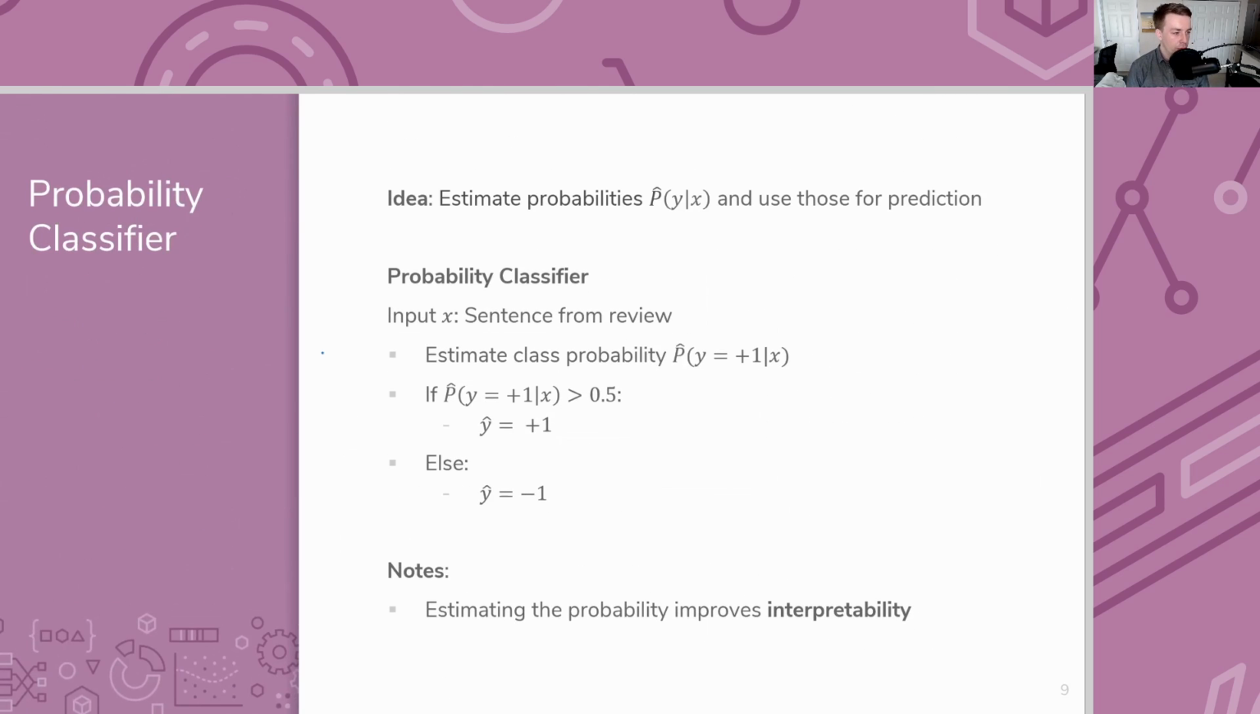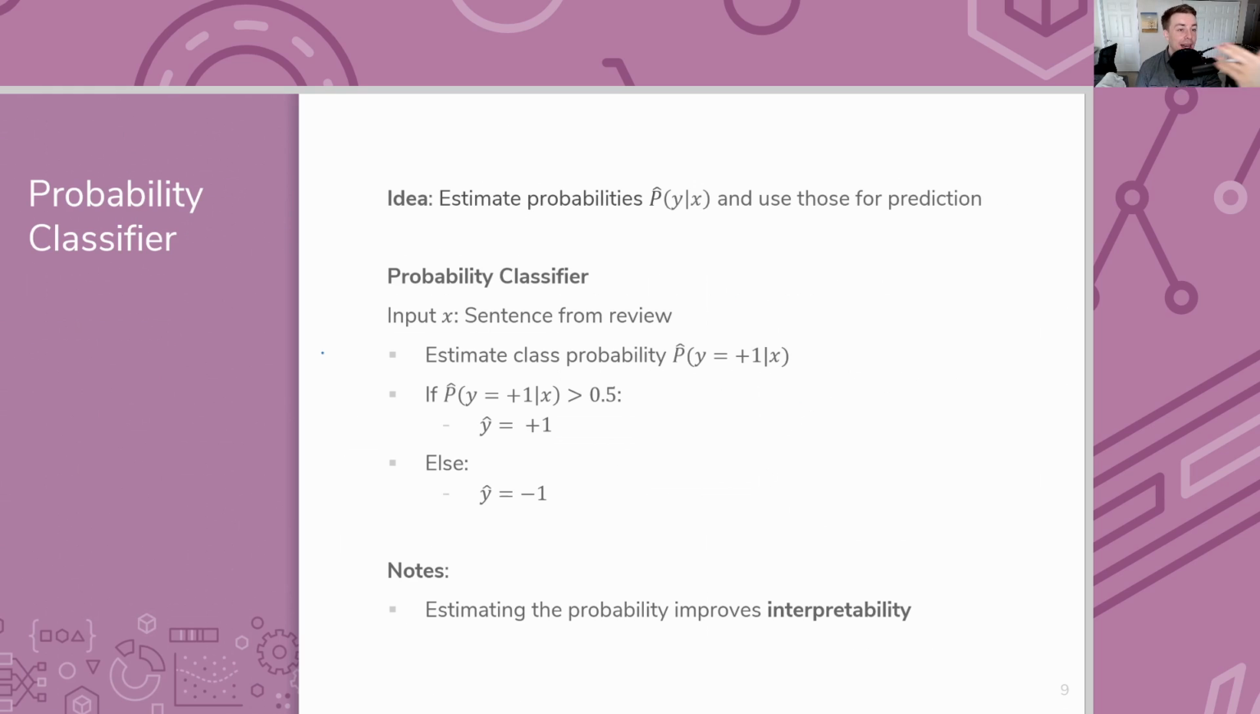So what we're going to do is we're going to come up with a probability classifier. The idea is to try to estimate what we think this underlying probability distribution is, the probability of seeing y given the review x, and use those estimates of probabilities for a prediction.